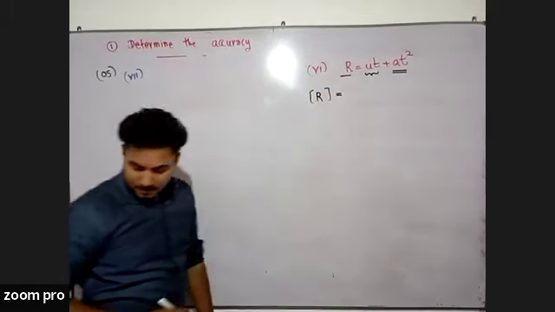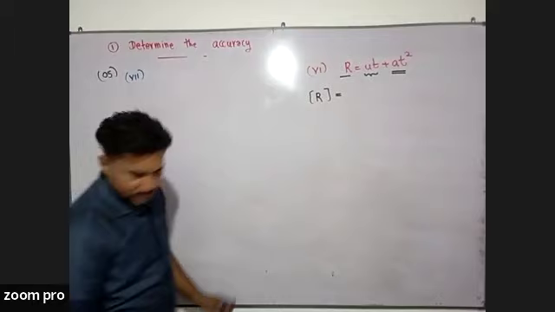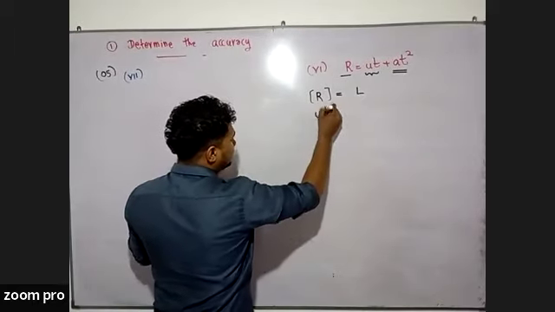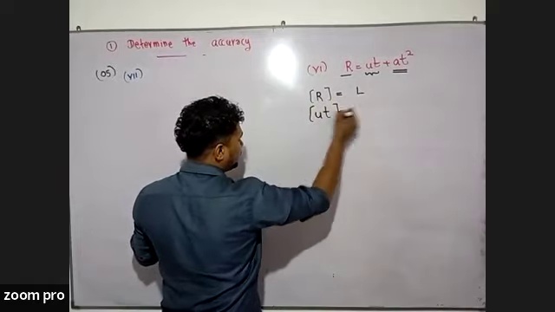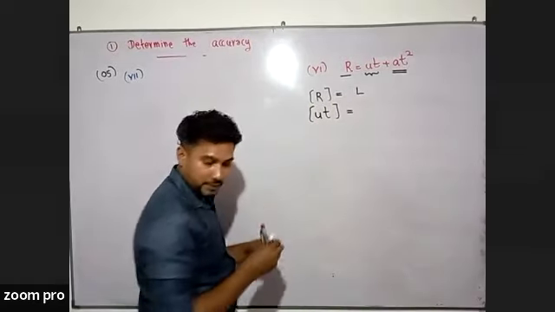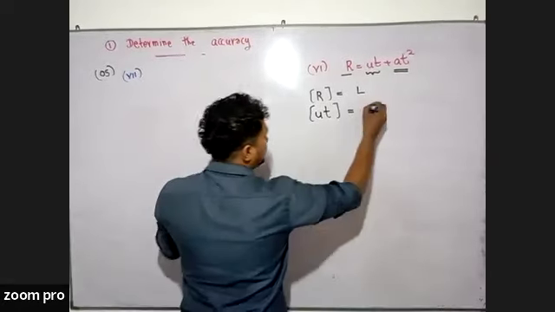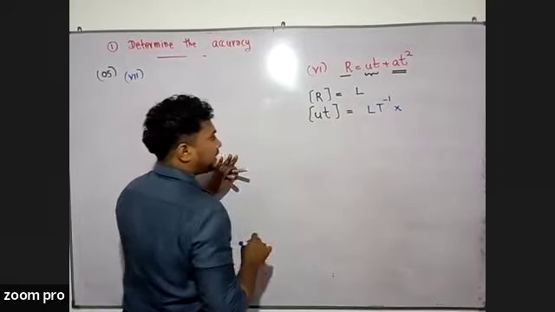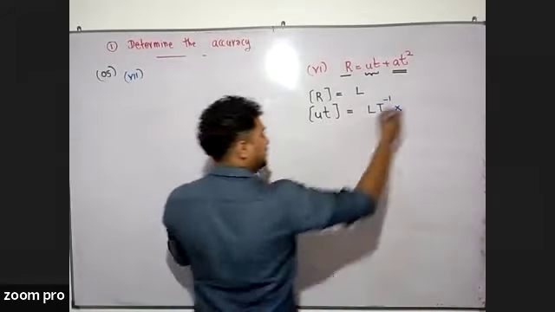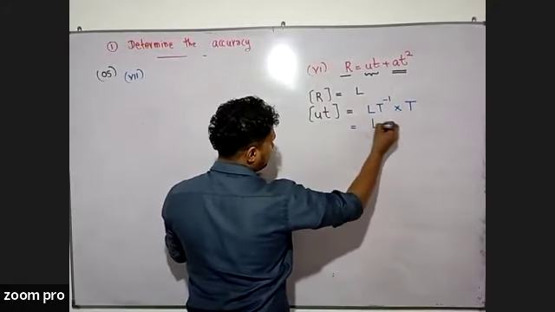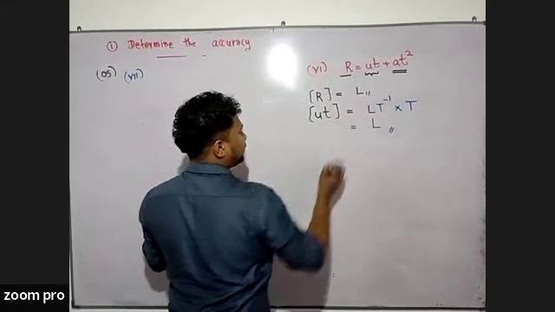Now R represents the distance, so the dimension should be L. Then the other term is ut, the product of u and t. U represents the velocity. If it is the velocity, it should be LT^-1, and it should be multiplied by time. T means time, so the dimension of time is T. So that is the dimensions of ut.